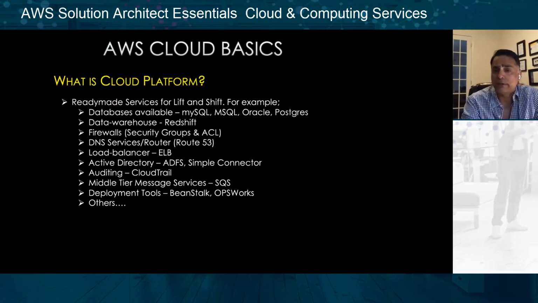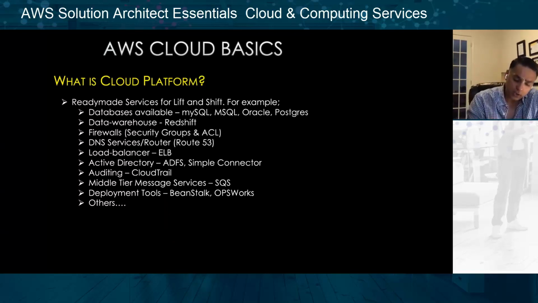Middle tier messaging services, SQS, simple queuing services. If you guys have used IBM's queuing services or ActiveMQ service, right? This is also available for you to easily configure and use on AWS. I've used that in my past experience where I had to set up and configure those ActiveMQ services, an Apache product, or maybe IBM.